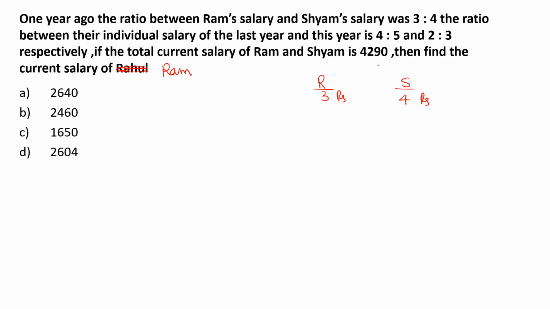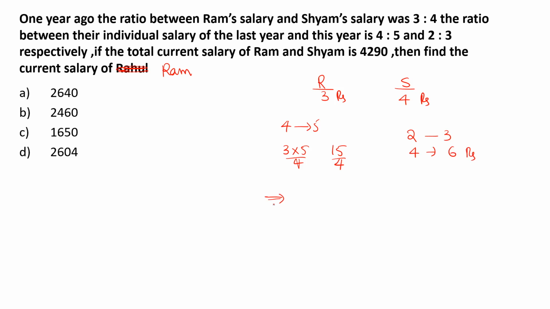When Ram's salary was 4 rupees in the previous year, it becomes 5 in the present year. When 4 becomes 5, then 3 would become 3 into 5 by 4, that is 15 by 4. But Shyam's salary increased in the ratio 2:3. When the previous salary was 2 rupees, the present salary would be 3 rupees. But the previous salary was 4 rupees, so the present salary would be 6 rupees.